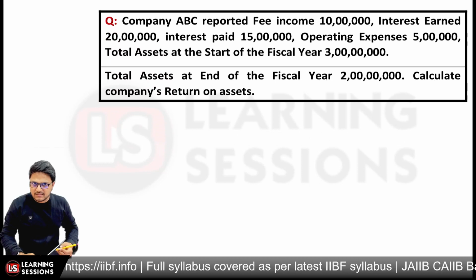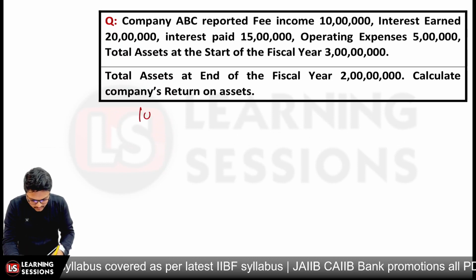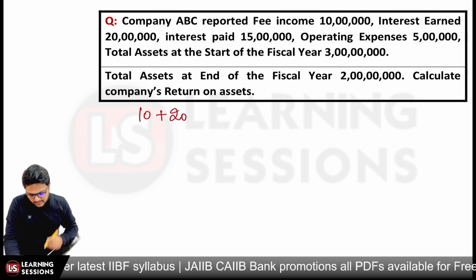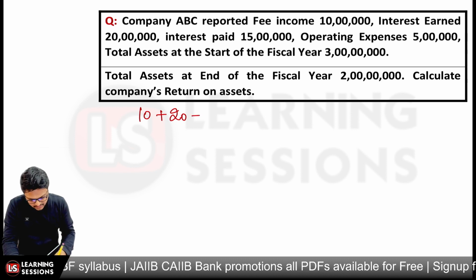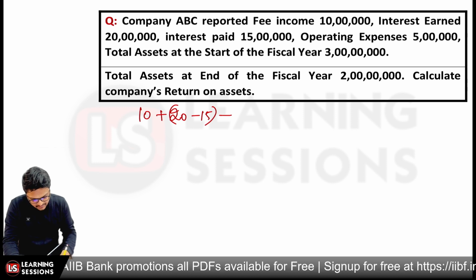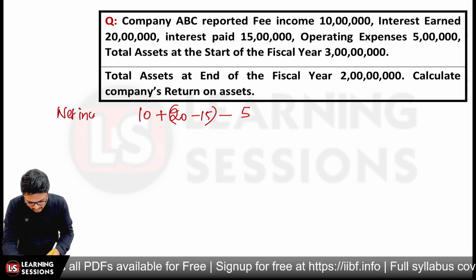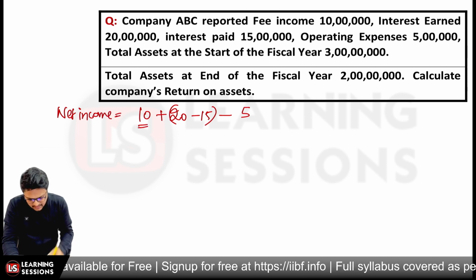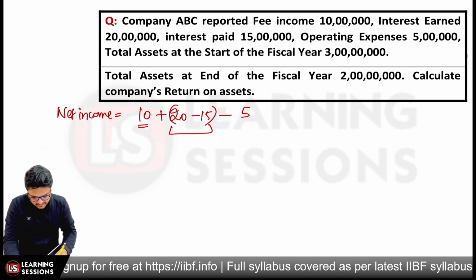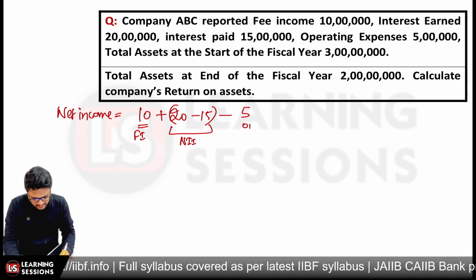It says company ABC reported fee income of rupees 10 lakh. So fee income is rupees 10 lakh, plus interest earned is 20 lakh, and interest paid is 15 lakh. So this is your net interest income, right? That is 20 minus 15. Operating expenses were 5 lakh. So this is your net income. How come? Because it was fee-based income, and for the net interest income, that is net interest received minus paid, this is your NII, this is your fee-based income, and further this is your operating expense, right?